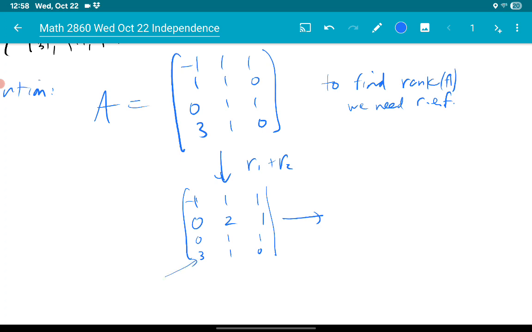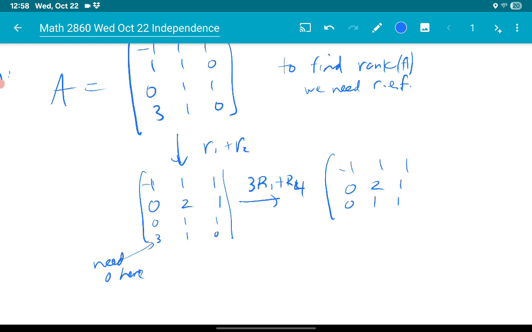Alright, we're almost there. We need to get a 0 where that 3 is to get it in row echelon form, right? So I'll do 3R1 plus R4. So the first row is still the same. The second row is still the same. Third row is still the same, but our new fourth row is 3 times negative 1 is negative 3 plus 3 is 0.